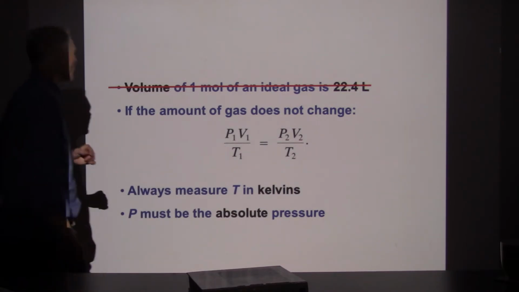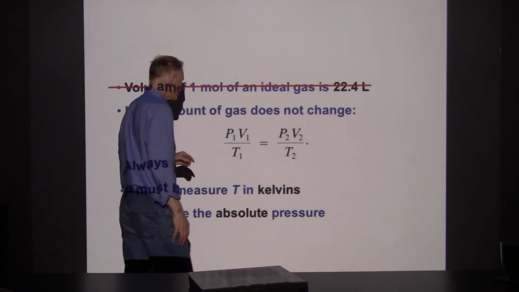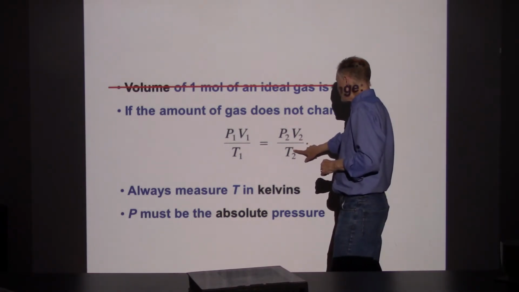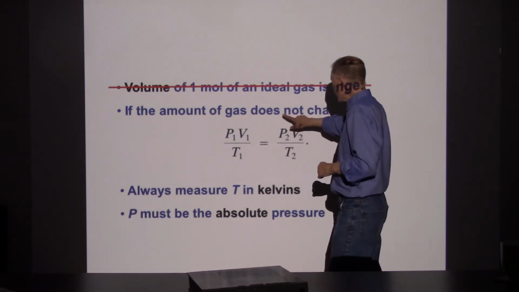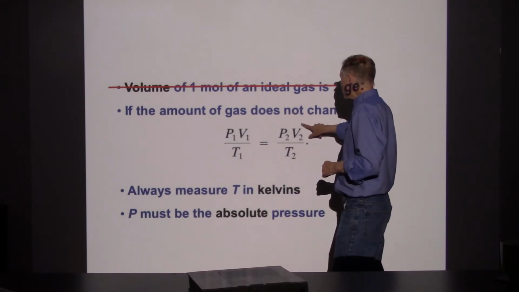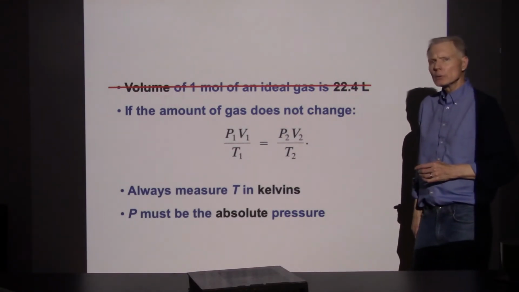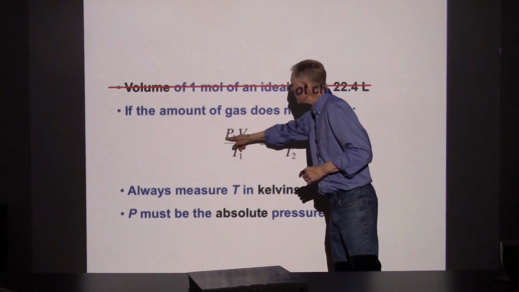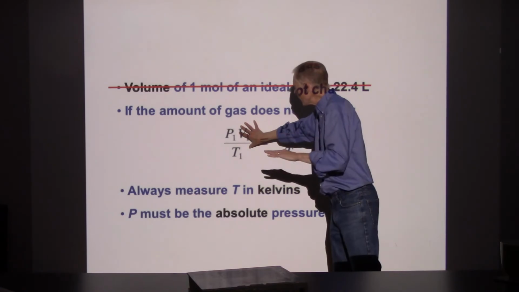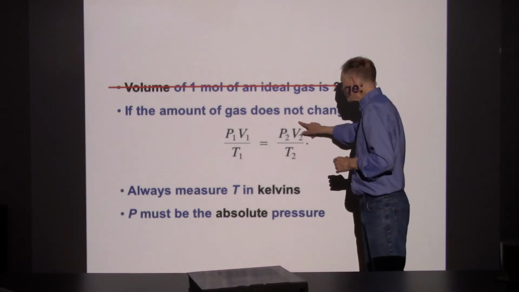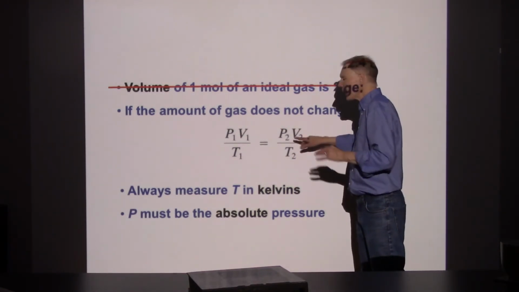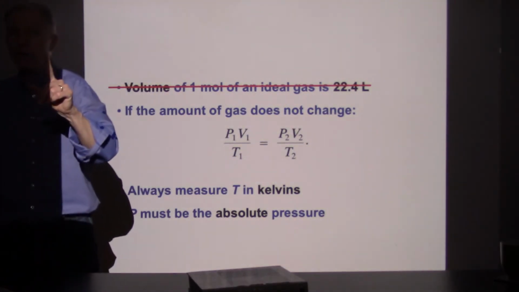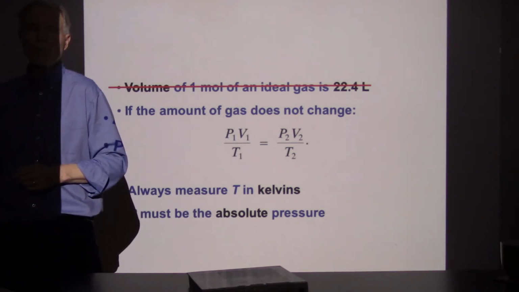So for example, what would happen if I raise the temperature? Well, either the pressure or the volume has to go up. Something's got to give, because I know that PV over T starts out at some value, and if I fiddle around with one of these, I have to compensate with one of the others. If I change one, I have to change at least one of the other values.